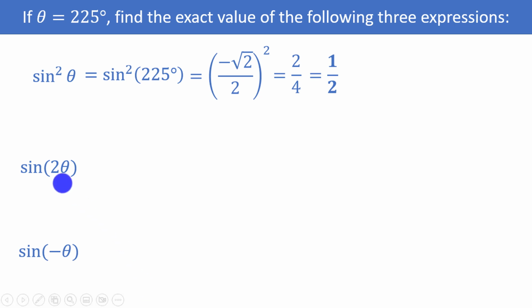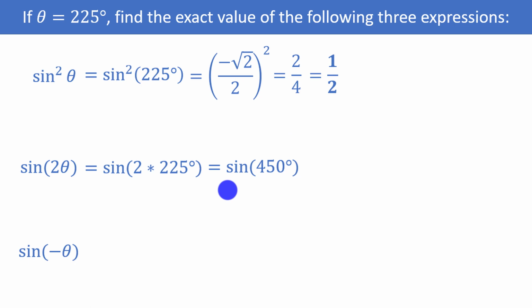Next, we have sine of 2 theta. That's the same thing as sine of 2 times 225 degrees. 2 times 225 is 450, so this is the same thing as sine of 450 degrees. 450 degrees is not on one rotation of the circle, so we can subtract 360 to find an angle that is on one rotation of the circle. That might be a little bit easier to think about. 450 minus 360 is equal to 90, so this simplifies to sine of 90 degrees. At 90 degrees, we will be straight up the y-axis, and the point in the unit circle would be 0, 1. Since sine is the y-coordinate on the unit circle, sine of 90 degrees is just equal to 1.